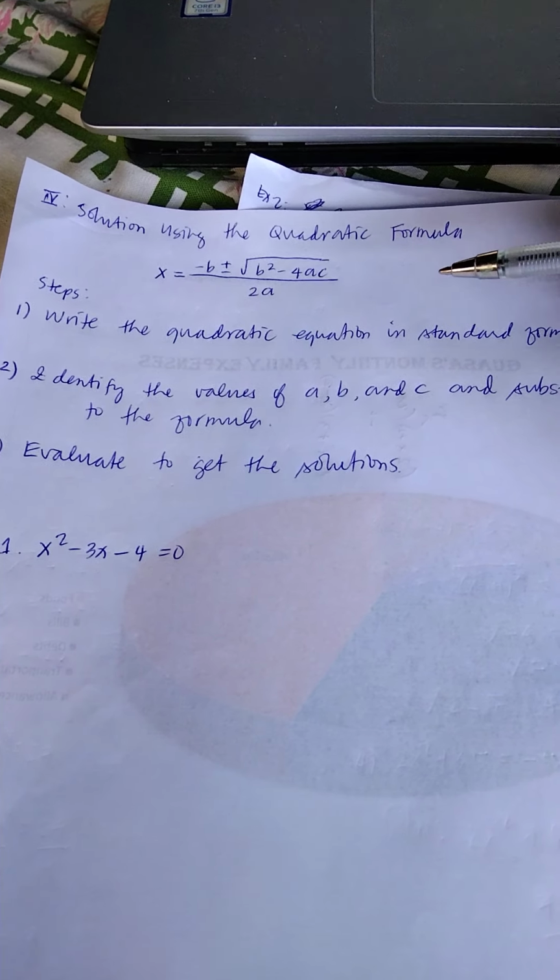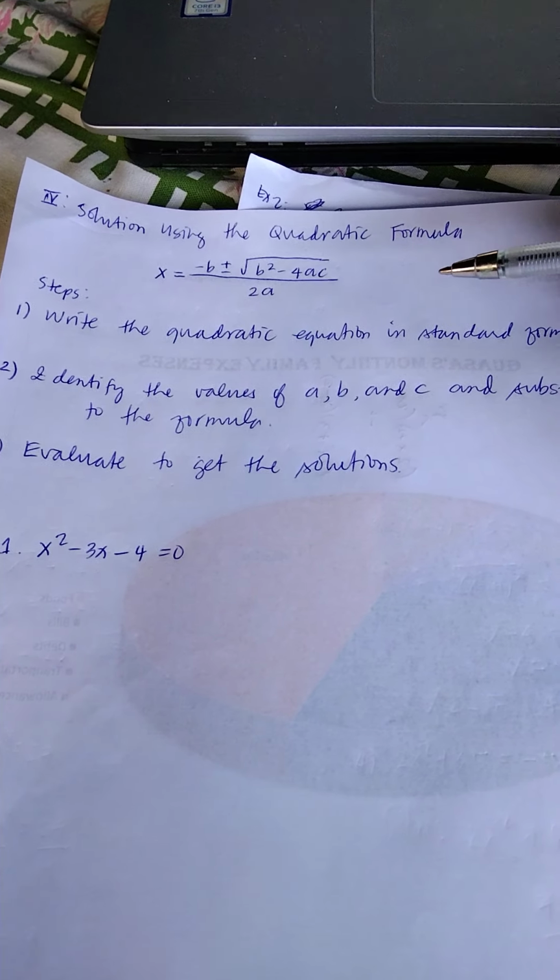Okay? So we have here the steps. Step 1, write the quadratic equation in standard form. Meaning to say, you write it in this form: ax squared plus bx plus c is equal to 0. So it should be written as standard form, no? The right side should already be 0.